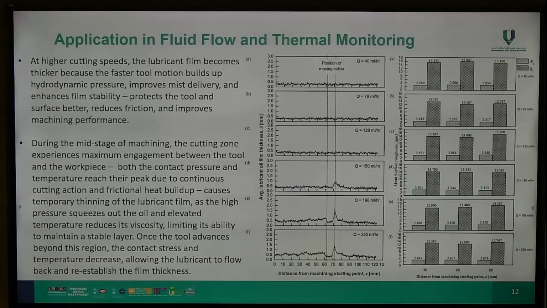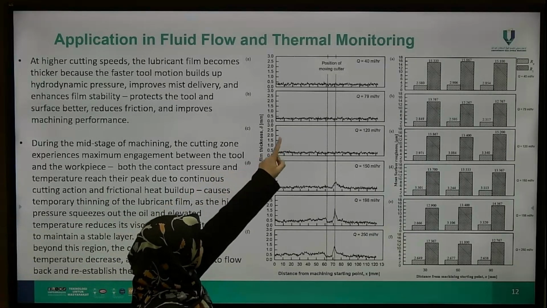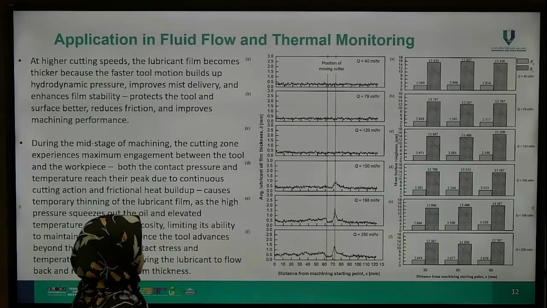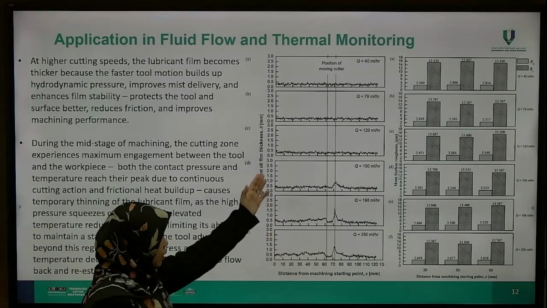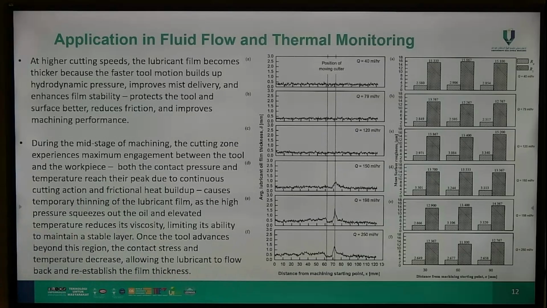So this is the final slide I will show you. Okay, so what happens to the lubricant oil? We run the experiment with slightly different flow rates of oil lubricant. The larger the lubricant flow, the thicker the layer inside the machining area, inside the cutting zone between the cutting tool and the workpiece.